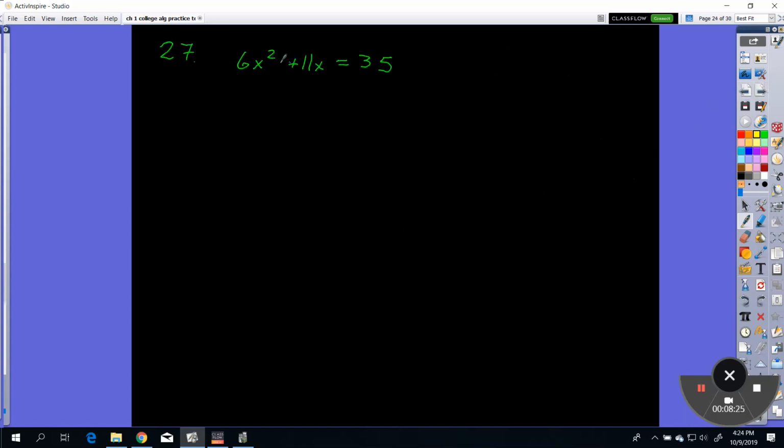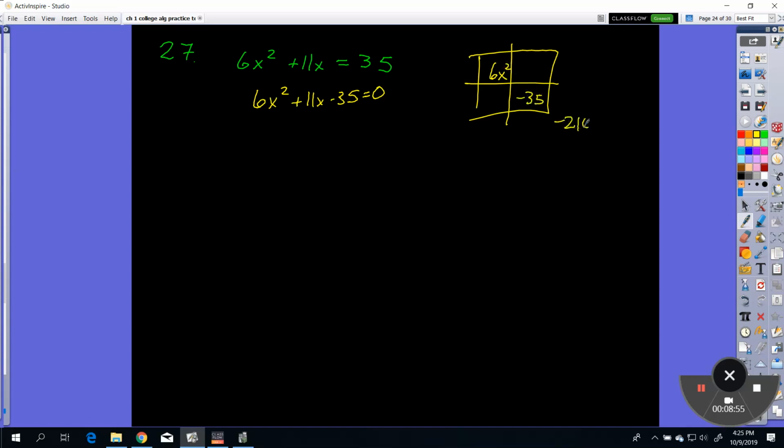(27) I have an x squared and an x, so I want to get this equal to 0. So now you should be checking to see if it factors, or if you don't like using factoring, you're going to use the quadratic formula. If I try to factor, if you like this method, 6x squared times negative 35 makes negative 210. So what multiplies to be negative 210 and adds to be 11?